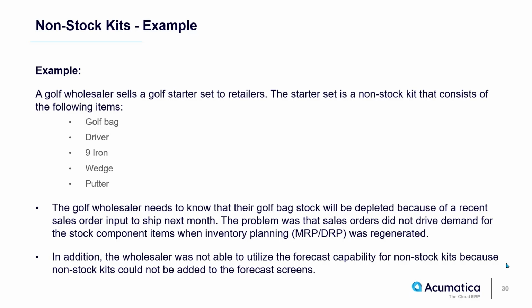The problem was that the sales order did not drive demand for the stock component items when inventory planning was regenerated. And, in addition, the wholesaler was not able to utilize the forecast capability for non-stock kits because non-stock kits were not able to be added to the forecast screens.